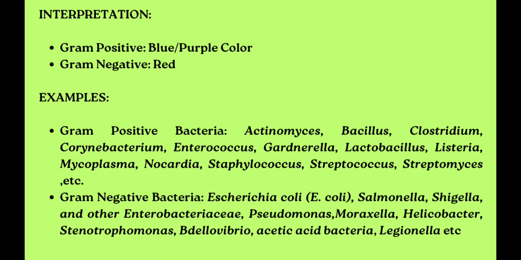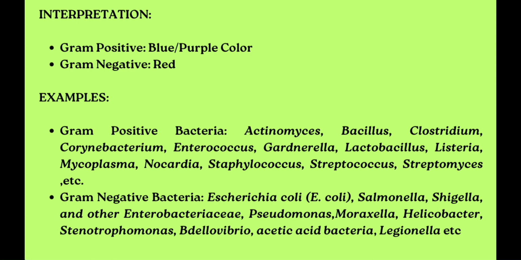So how can we interpret the result? Gram-positive bacteria appear blue or purple in color and gram-negative bacteria appear red in color. Examples of gram-positive bacteria include Actinomyces, Bacillus, Clostridium, Corynebacterium, Enterococcus, Gardnerella, Lactobacillus, Listeria, Mycoplasma, Nocardia, Staphylococcus, Streptococcus, Streptomyces, etc.